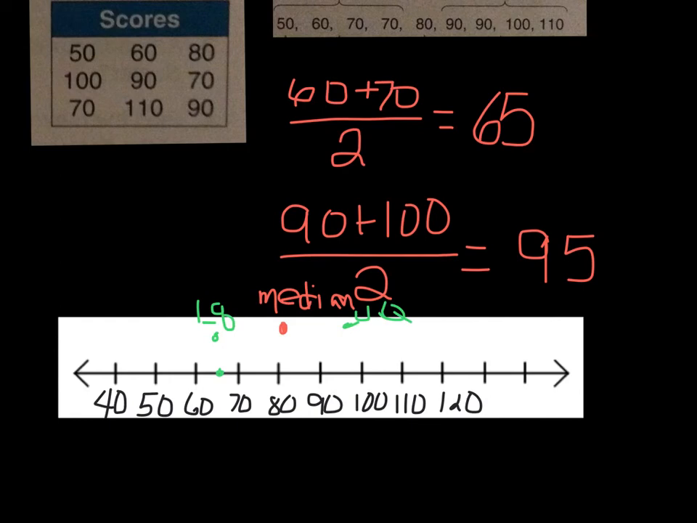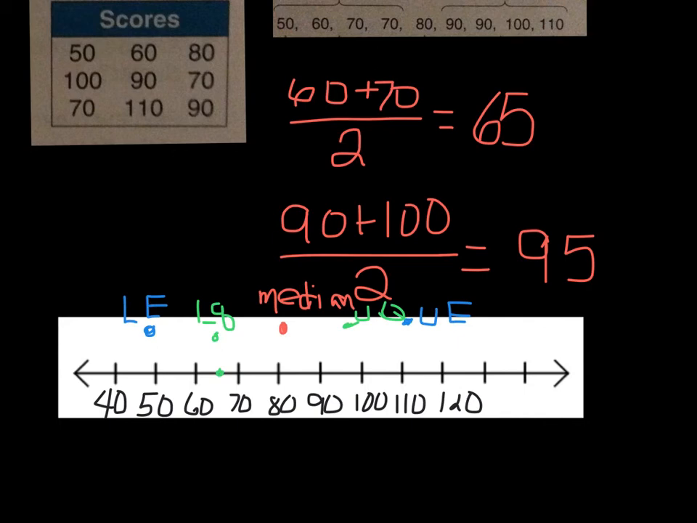The last ones will be our lower extreme and our upper extreme. So our lower extreme is the lowest number that we had up here as we put them in order. So here's our lower extreme and here's our upper. The lower is clear down here at 50. So let me mark that at 50 right here. And I'm just going to put LE for lower extreme. And our upper extreme was at 110. So that's right here. Upper extreme.